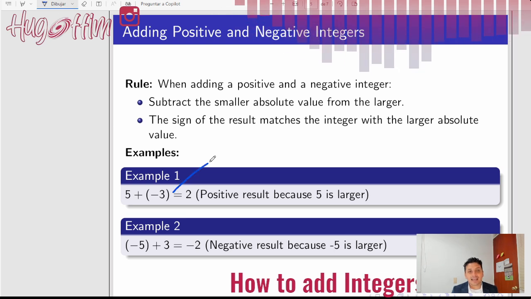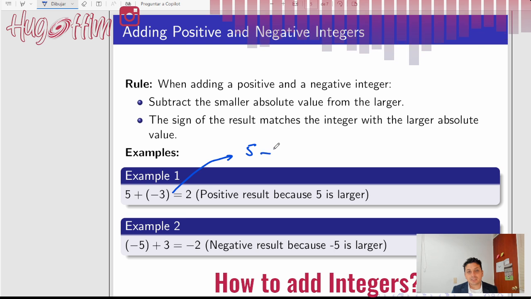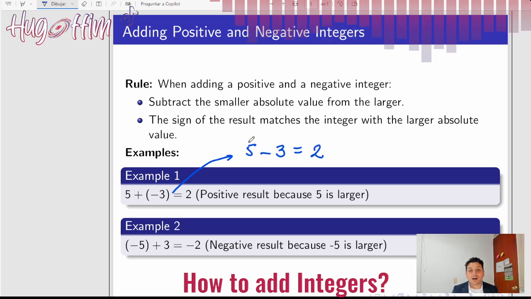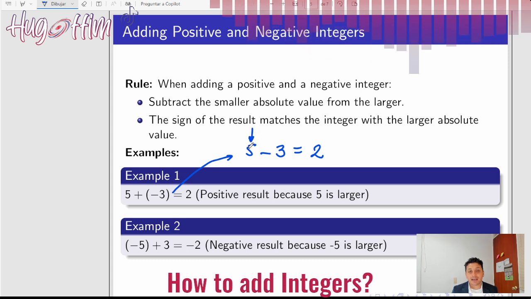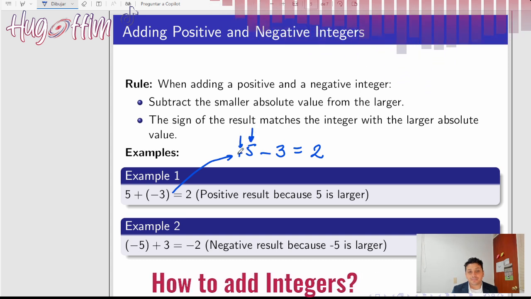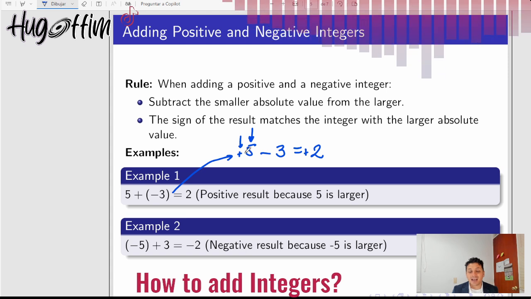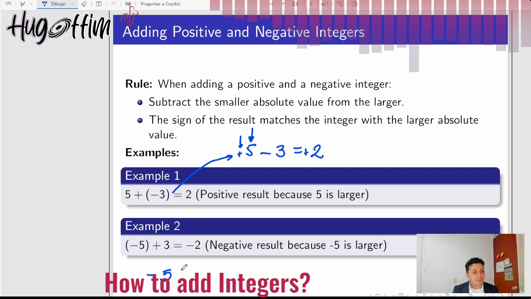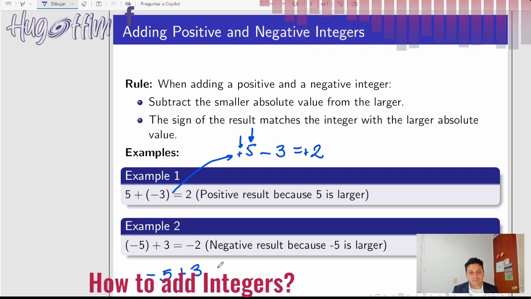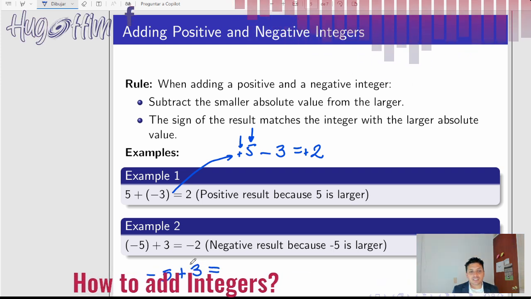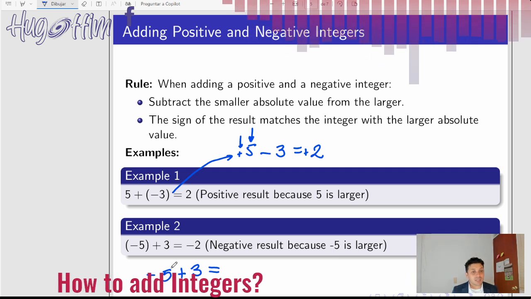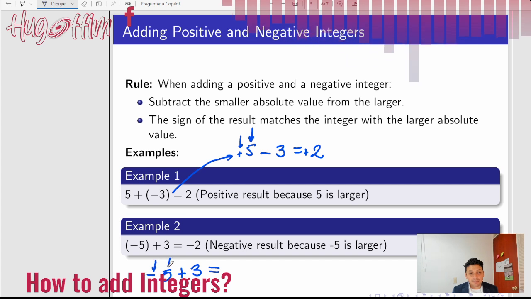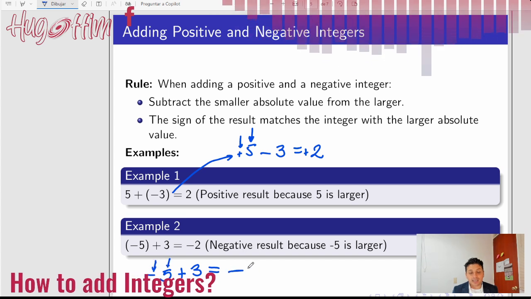Remember that adding the negative is the same as subtracting the positive. So it's the same as 5 minus 3, and the answer is going to be 2, because the higher absolute value is 5, which is positive, so the answer must be positive. I have to subtract the distances. In another case, negative 5 plus 3, the highest absolute value is 5, which is negative, so the answer must be negative.